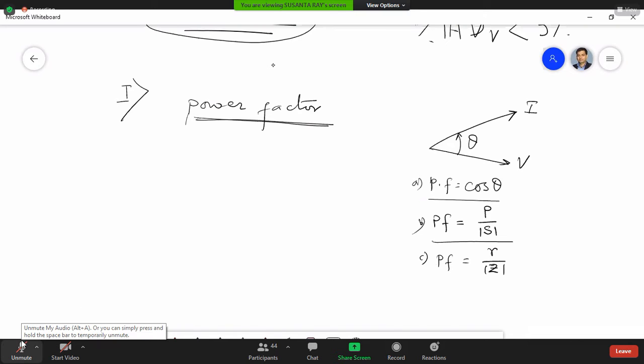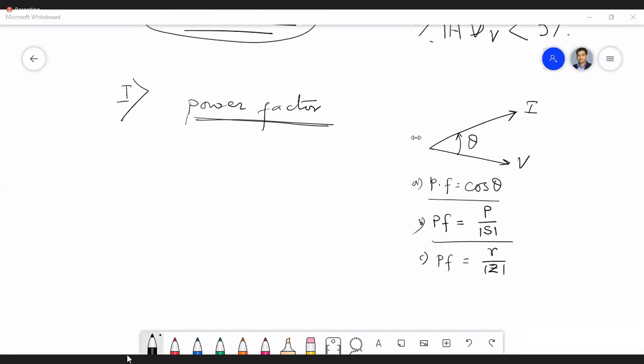Magnitude only. I don't know why the attendance is drastically reduced today. The last class it was almost 55, 56. Now today it becomes 44 only. What is the problem? I don't know. But from now onwards, the attendance will have some implication on your semester marks and internal marks.